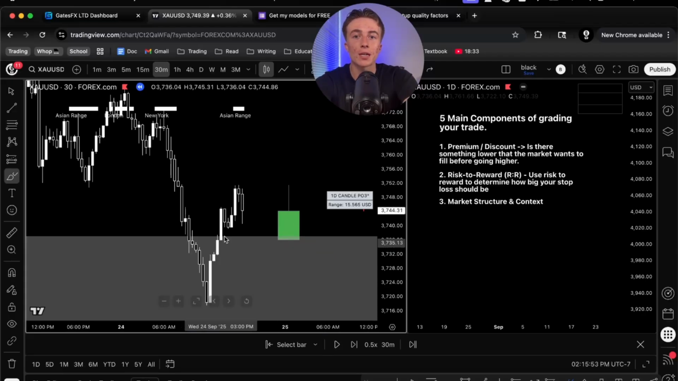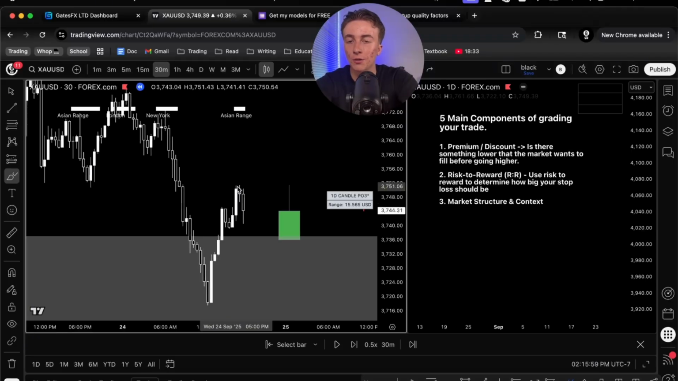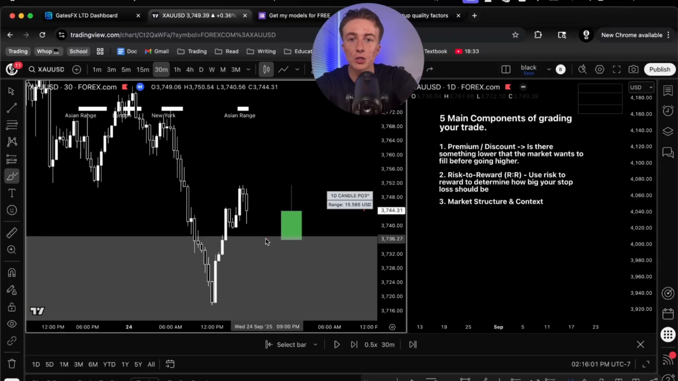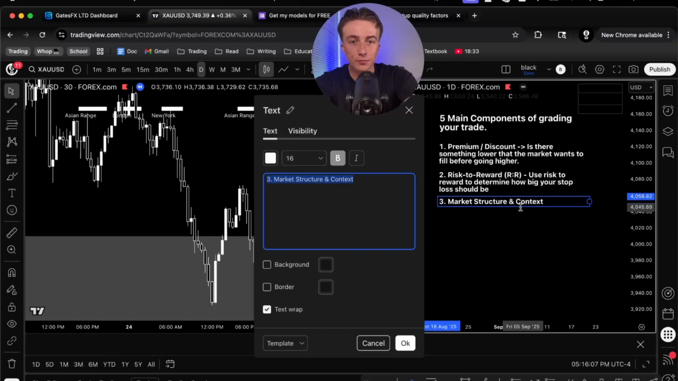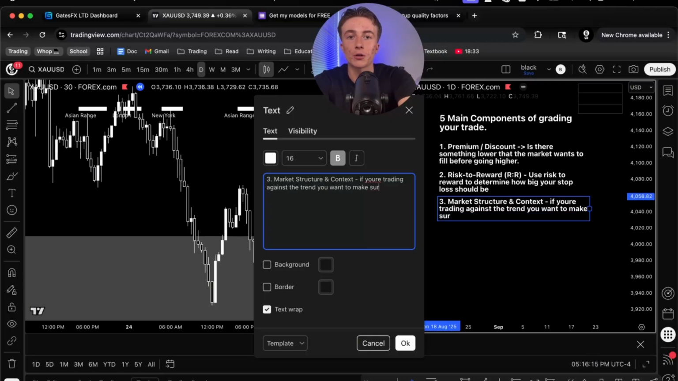So even though I was counter trend trading, where we get a huge amount of buy side, I'm counter trend trading. I'm selling in a very bullish pair. So I have to make sure that once it hits the target, I'm closing my position. So when it comes to market structure and context, if you're trading against the trend, you want to make sure you exit when you hit the target.